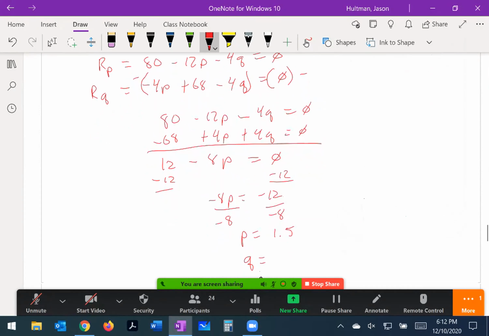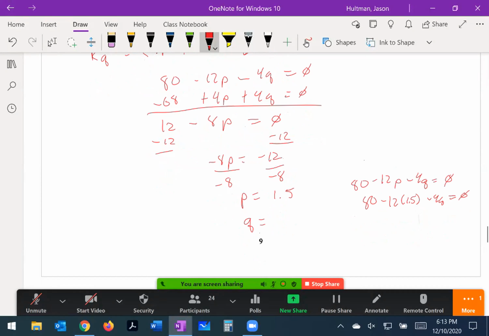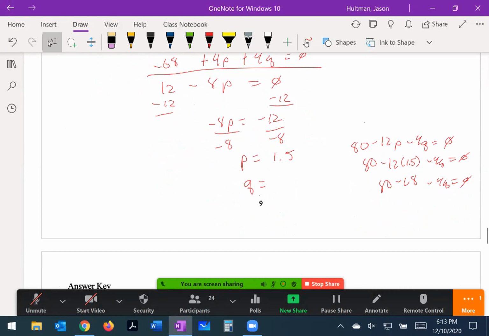Okay, Q. Well, if 80 minus 12P minus 4Q is equal to 0, then 80 minus 12 times 1.5 minus 4Q is equal to 0. So 12 times 1.5, what is that? 18. So 80 minus 18 minus 4Q is equal to 0. Okay, 80 minus 18, I believe that's what, 62?